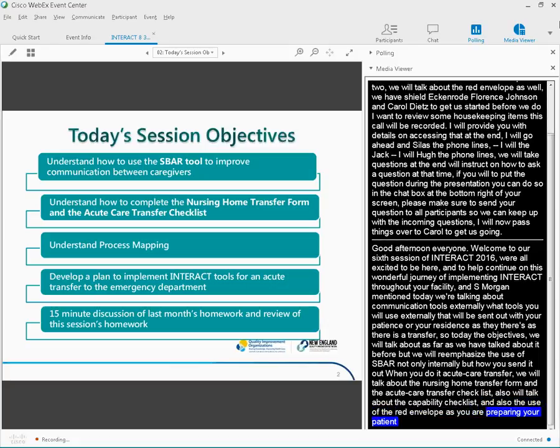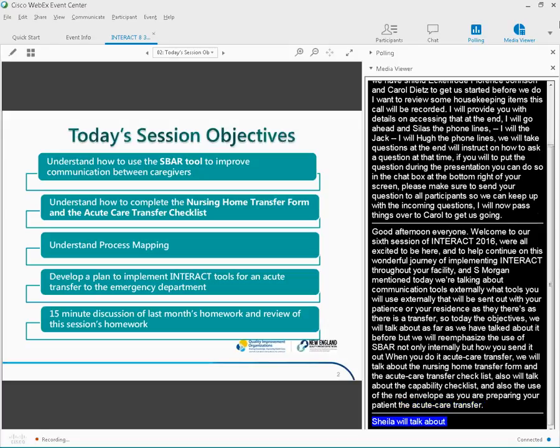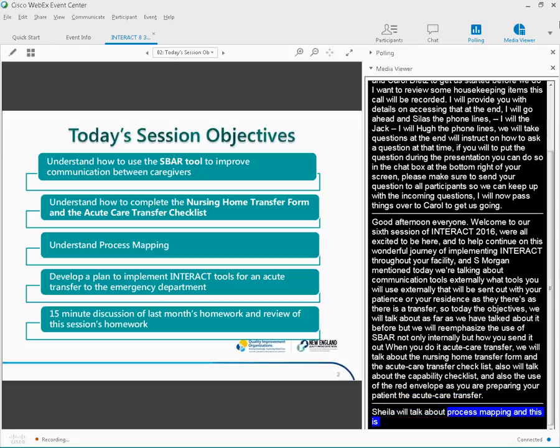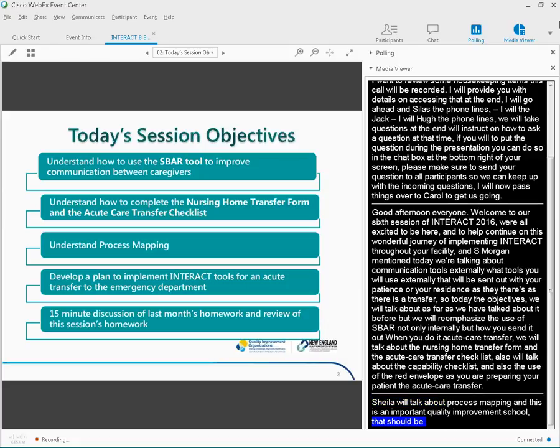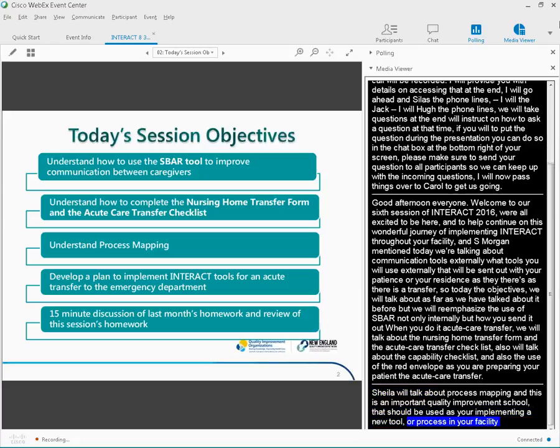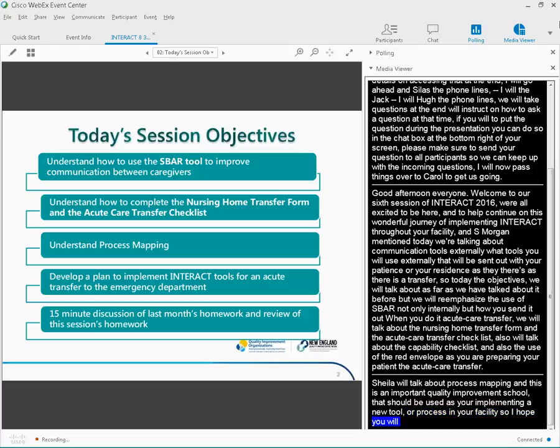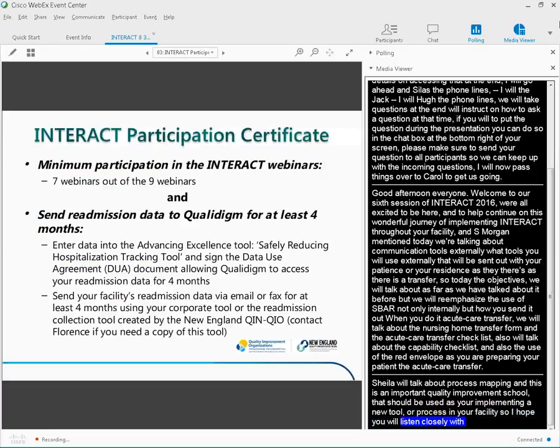And then Sheila is going to be talking about process mapping, and this is a very important quality improvement tool that should be used as you are implementing a new tool or a new process in your facility. And so I hope you'll be listening closely with your team as Sheila discusses process mapping.